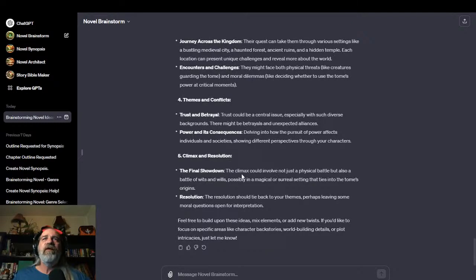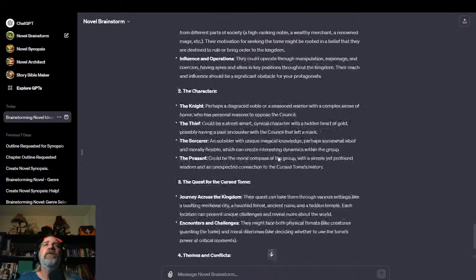Climax and resolution, the final showdown. The climax can involve not just a physical battle, but also a battle of wits and wills. Yes, for sure. Possibly in a magical or surreal setting that ties into the tome's origins. Resolution: tie back to your themes, perhaps leaving some questions open for interpretation. Always like that. Feel free to build upon these ideas, mix elements, or add new twists. If you'd like to focus on specific areas like character backstories, world building details, or plot intricacies, let me know.